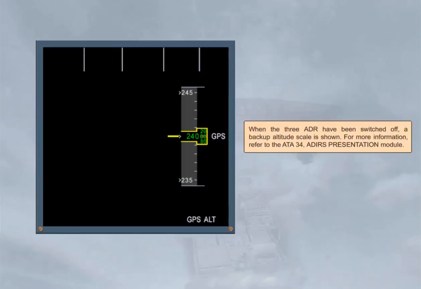When the three ADR have been switched off, a backup altitude scale is shown. For more information, refer to the ATA34 ADR's presentation module.